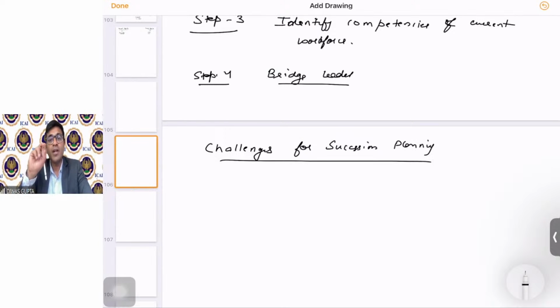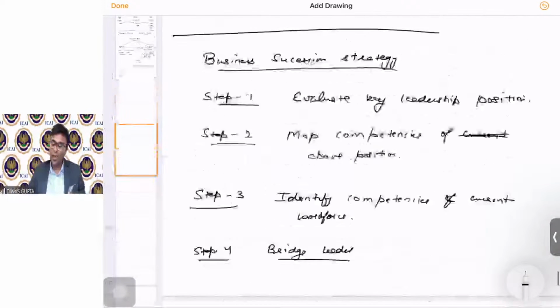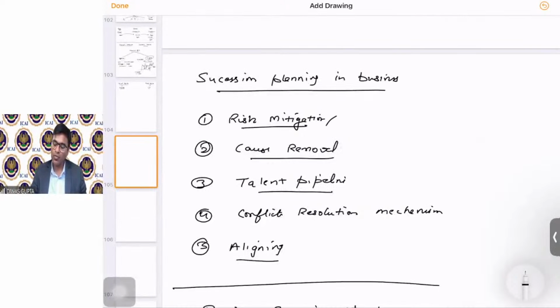Then second, if startups implement succession planning, they will end up consuming their higher bandwidth in the succession planning itself rather than focusing on the key things. So it will become very premature for them. And last, you cannot plan for the succession of a founder because the founder is the face of that particular startup, so you really cannot replace the founder. That is the challenge, right? However, because of the reasons we mentioned, such as risk mitigation or cause removal, if the founder is required to leave, then you will have to do succession planning, right?